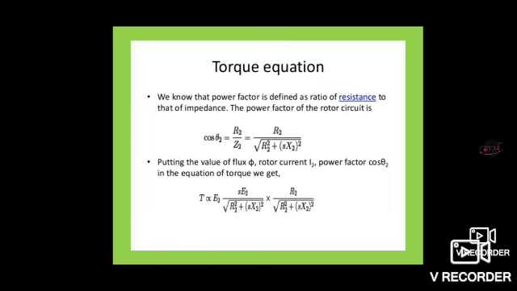Putting the values of flux phi, rotor current I2, and power factor cos theta 2 in the equation of torque, we get torque proportional to E2 times SE2 divided by the root of R2 squared plus (sX2) the whole squared, times R2 divided by the root of R2 squared plus (sX2) the whole squared. Here torque is proportional to E2 I2 cos theta 2, where I2 is SE2 divided by the root of R2 squared plus (sX2) the whole squared, and cos theta 2 is R2 divided by the root of R2 squared plus (sX2) the whole squared.